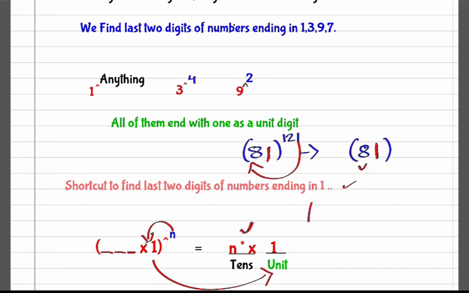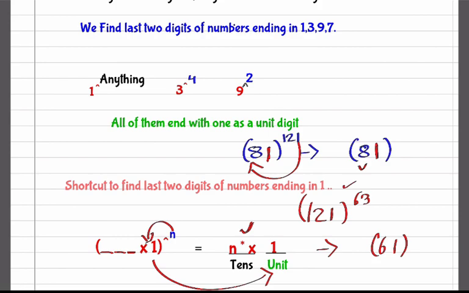Let me give you an example. 121 raised to 63. What are the last two digits of this? Since this is 1, the last digit is 1. The tens digit will be 3 into 2, which is 6. 61 will be the last two digits of this number. But you can apply this trick only for numbers ending in 1. For numbers not ending in 1, there is a different method.